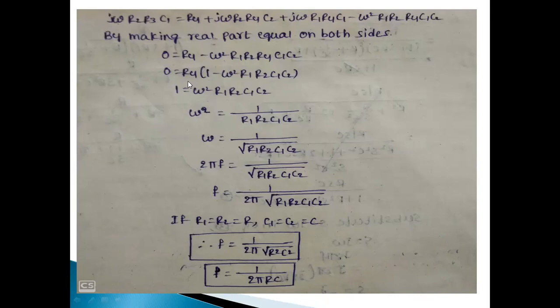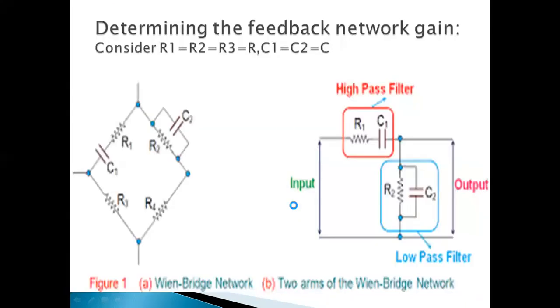Okay. So 0 equal to R4 is common for these two terms. So that is R4 into 1 minus omega square R1 R2 C1 C2. That is 1 is equal to omega square R1 R2 C1 C2. So omega square is equal to 1 by R1 R2 C1 C2. So omega is equal to 1 by square root of R1 R2 C1 C2. What is omega? Omega is 2 pi f. So 2 pi f equal to 1 by square root of R1 R2 C1 C2. So that is f is equal to 1 by 2 pi square root of R1 R2 C1 C2.